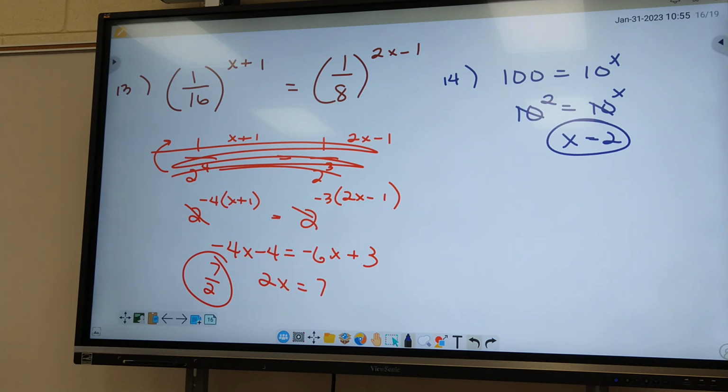All right, so after showing you that, you should be able to do 15. Look at 15. It's pretty similar.